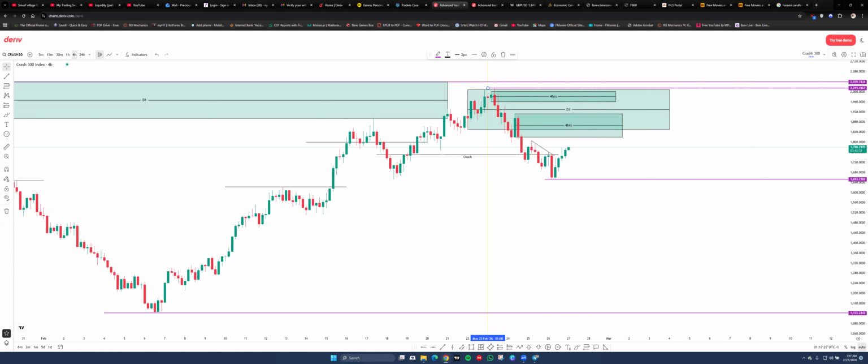So look out for the next chart. I'm going to post another video. I have one more chart which I'm looking at to take a trade from on indices. This is Crash 300 index.